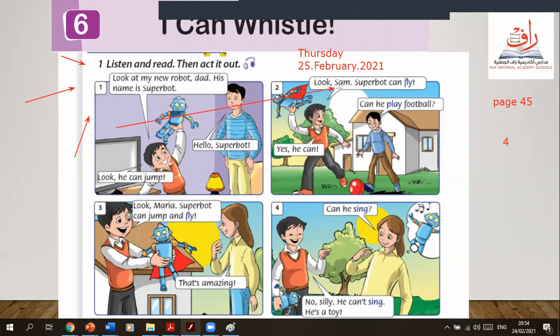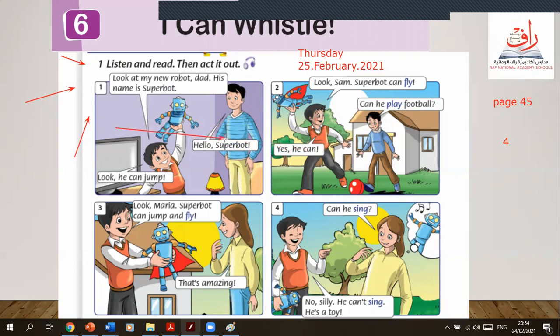Look, Sam. Superbot can fly. Then Sam asks, can he play football? Can he play football? Yes, he can. Yes, he can.